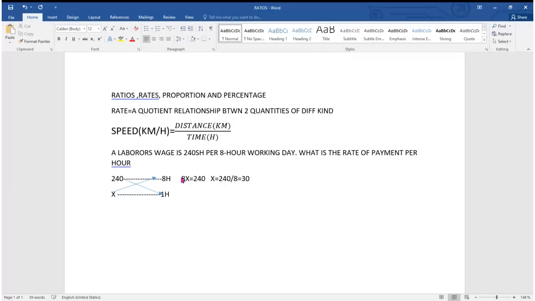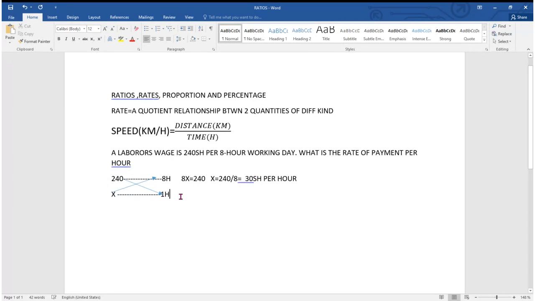So 30, remember, is shillings. So it's going to be 30 shillings per hour. That's one way you can do it.